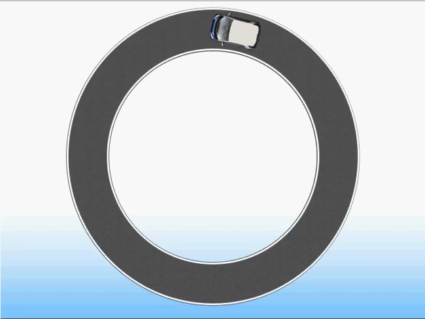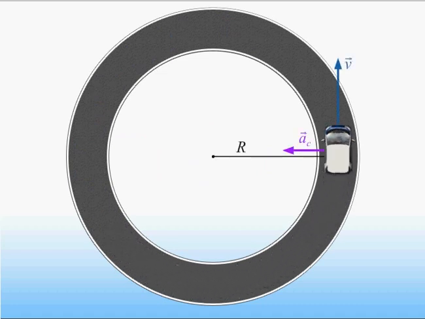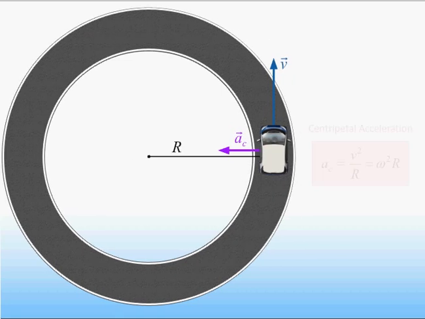Finally, we examined the case of uniform circular motion in which an object moves in a circle with constant speed. We found that this motion is described by a centripetal acceleration whose direction is always towards the center of the circle and whose magnitude is proportional to the square of the speed divided by the radius of the circle.